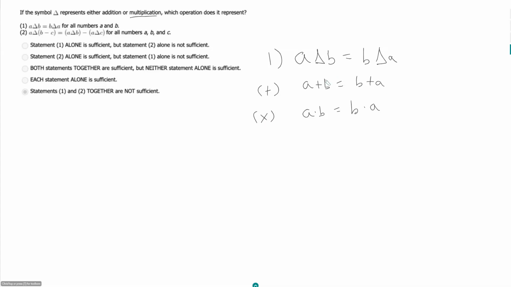And so I can see here, just by looking at this and without having to test numbers or anything, this will be insufficient because both of these things will always be true. And if that's the case, that means delta can be either addition or multiplication, and we need it to just be 1. So that doesn't work.